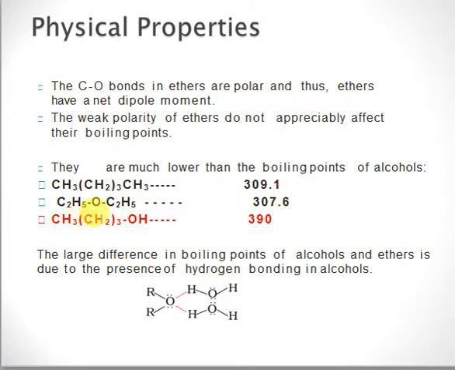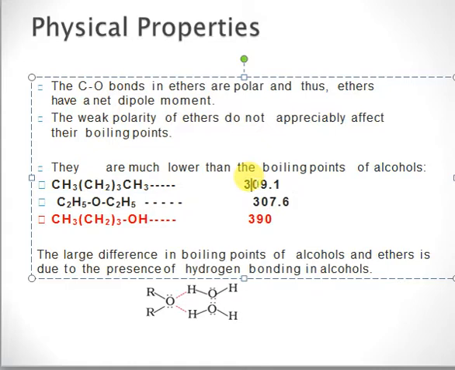in case of this alcohol of relatively similar molecular weight, the boiling point is 390 Kelvin. So there is a huge difference in the boiling point of ether and alcohol, although both have oxygen. And strangely, ethers and this alkane have almost the same boiling point. The reason being that in case of ethers, there is no hydrogen bonding at all, or the hydrogen bonding is very, very negligible. So the higher boiling point of alcohol is because of the presence of hydrogen bonding.